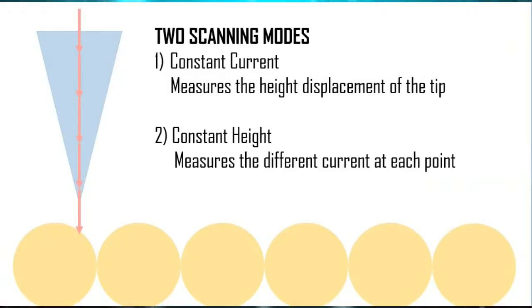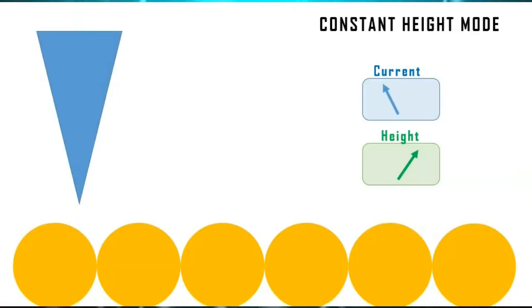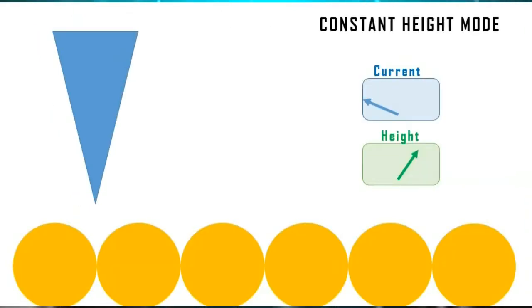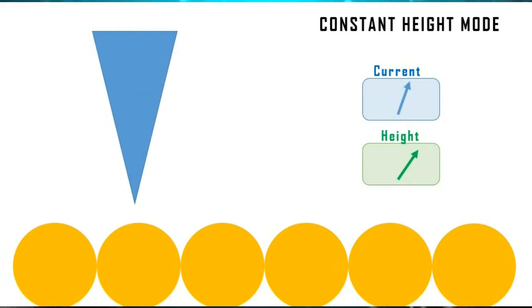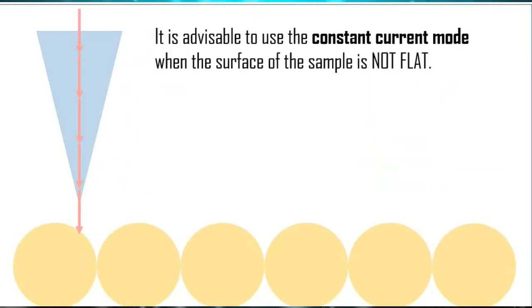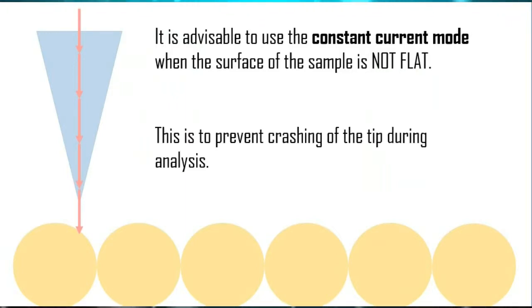And the second mode would be measuring a constant height with varying current. The height of the tip will be the same throughout the scanning, and the current will vary according to the spacing between the surface and the tip. Between the two modes, if the sample is not flat, it is advisable to choose the constant current mode to prevent crashing of the tip.